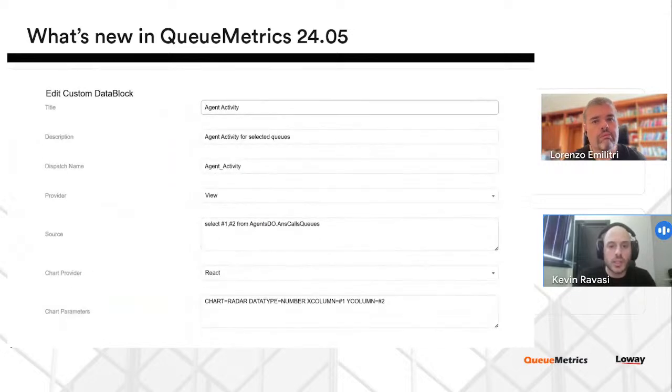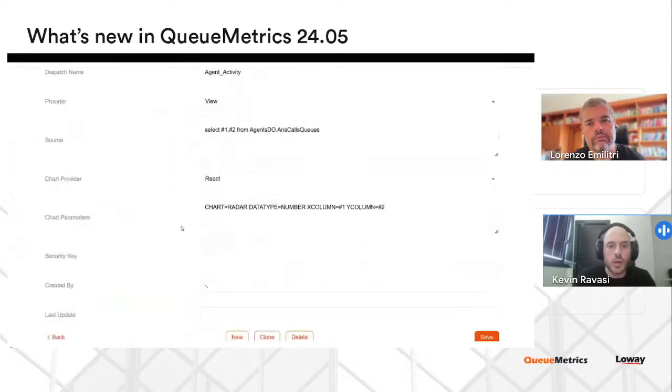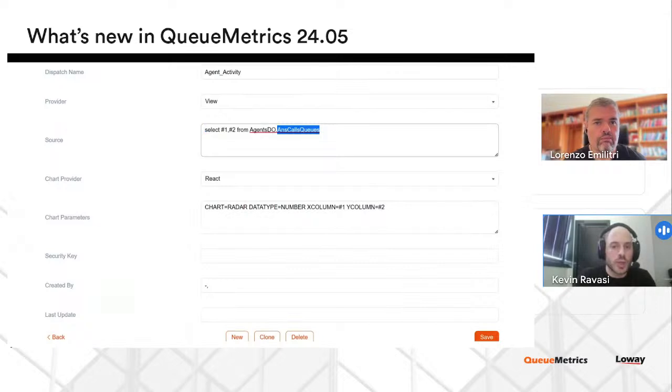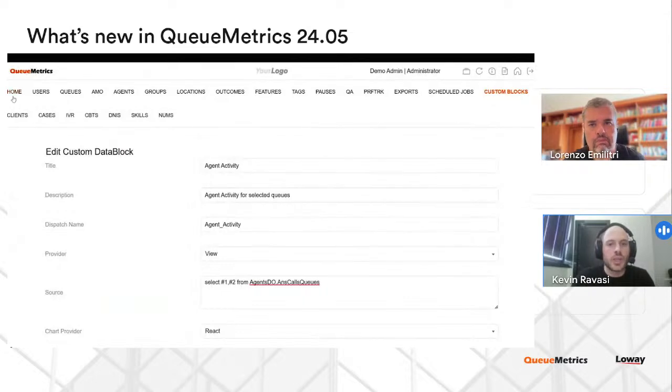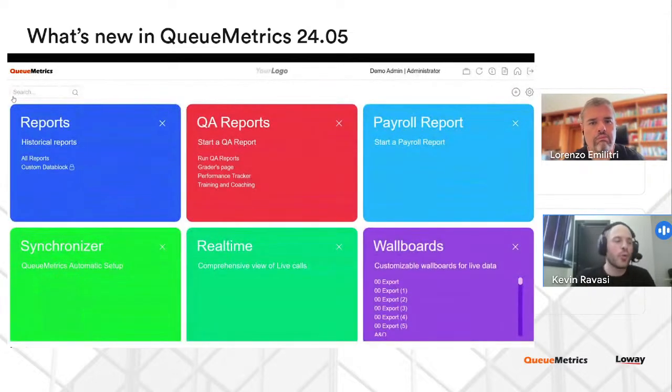Let's say we have this agent activity one. It's based on the answered calls by queues. It's an existing data block already, but we only take the first two columns and then we create a radar chart based on these two columns. So we do have this custom data block on this system. But what happens if you export a report and import it on a system where that custom data block doesn't exist? All right, so this was the problem.